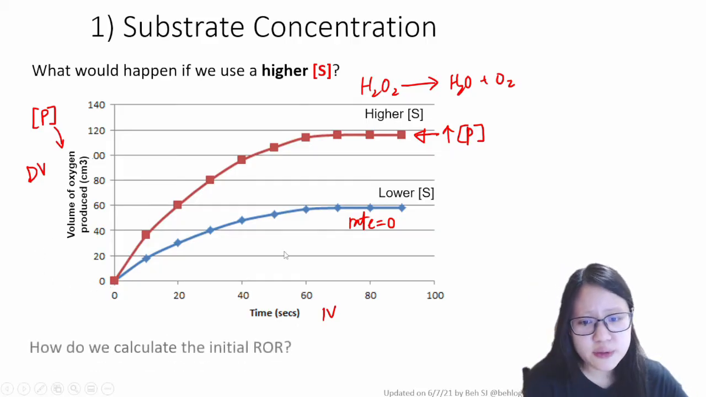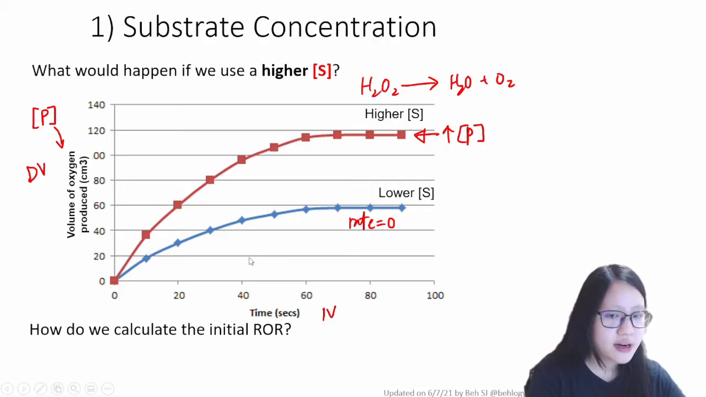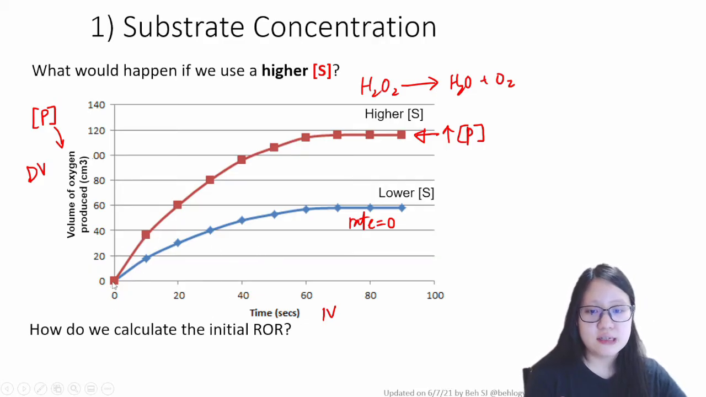But another very interesting note is the initial rate of reaction. So how do we calculate the initial rate of reaction? This is a reminder for you. Take the gradient of the tangent at 0 seconds. So this is the gradient of the tangent. And you can see here the steepness of the graph, right?